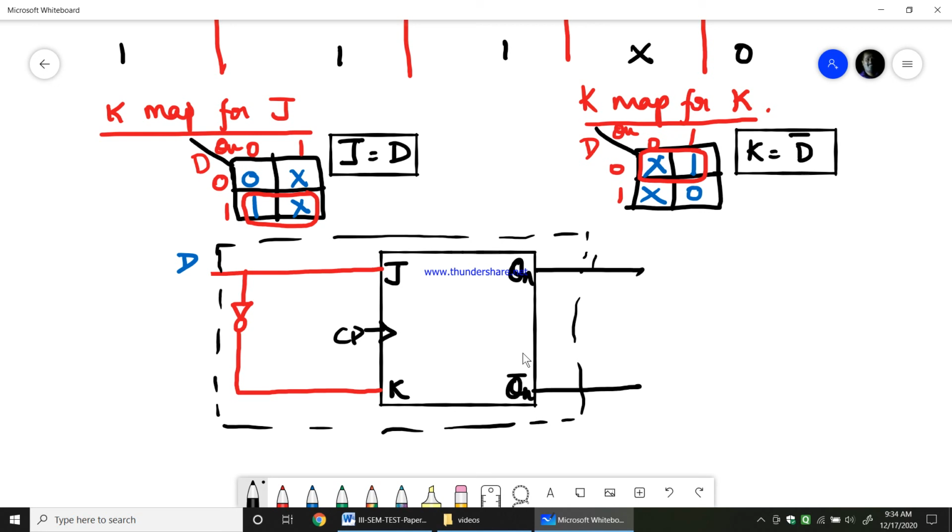Okay, so with this we have learned different excitation tables of the flip flops, conversion of flip flops, working condition of flip flops, master slave JK flip flop. We have seen what is race around condition. Okay, so all these things are what we need to know about the flip flop basics. So in my next video we'll see what is the meaning of registers and for what purpose registers are used, and we'll see various different types of registers in my next video.